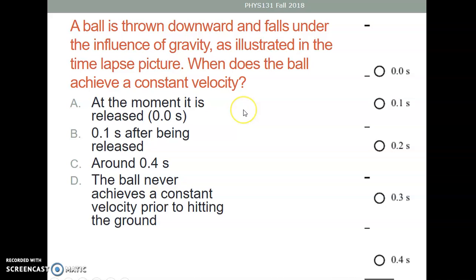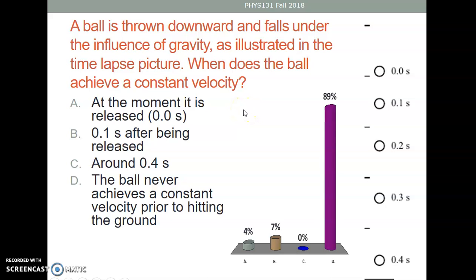3, 2, 1, and thankfully, just about everybody got it right. The ball never achieves a constant velocity prior to hitting the ground. Again, if gravity is the only force acting, as it is in free fall, then it's always speeding up on the way down, or it's always increasing its downward velocity, I should say.